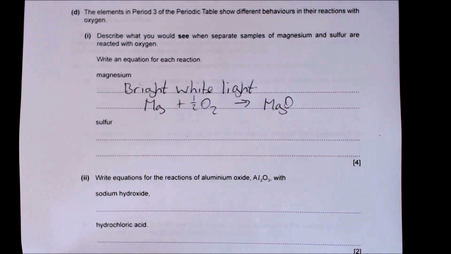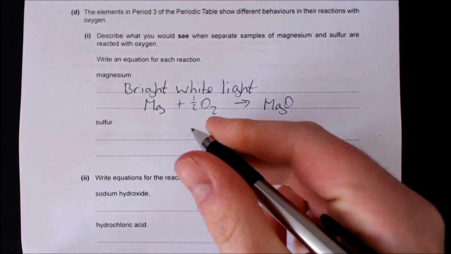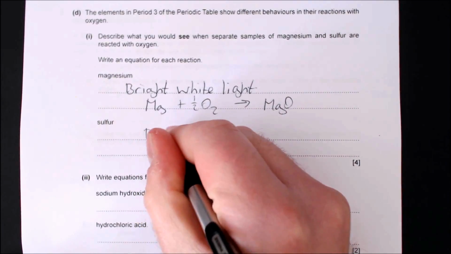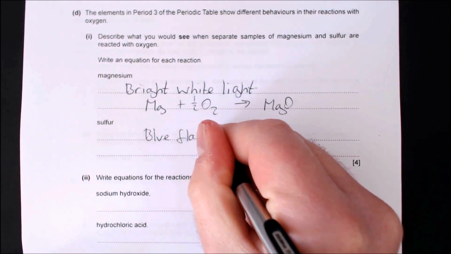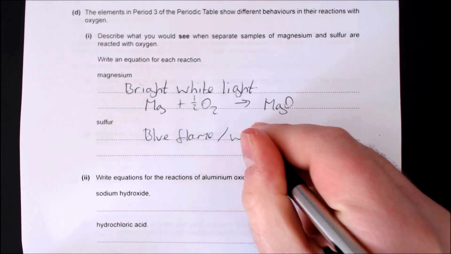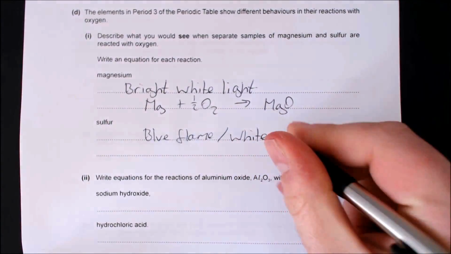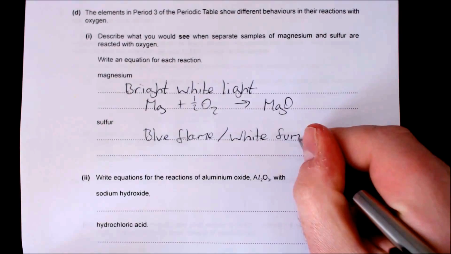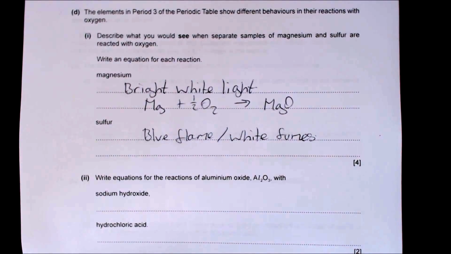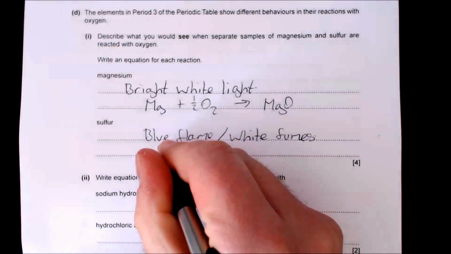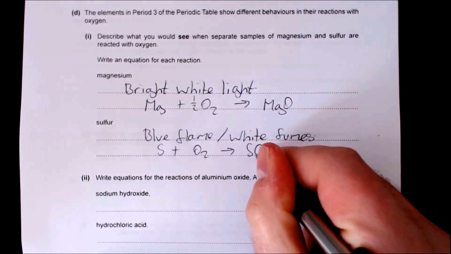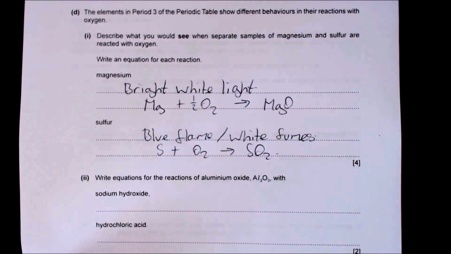And then sulfur. Sulfur is really nice. You get this really vibrant blue flame when you burn sulfur. So we're just going to put that in there. Blue flame. Have a look for it on YouTube. It looks really nice actually. You could also put white misty fumes as well, because when you burn sulfur, you produce sulfur dioxide, which is a white, very choking gas. So we're going to write the equation here: sulfur plus oxygen forms sulfur dioxide. That's probably the easiest equation in the world.